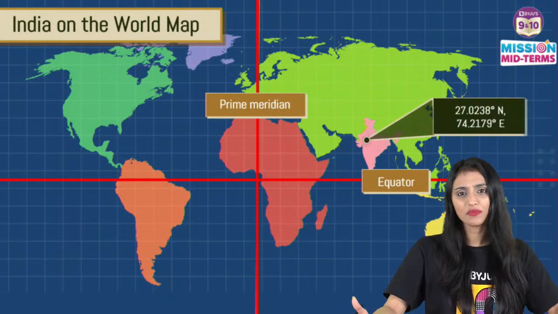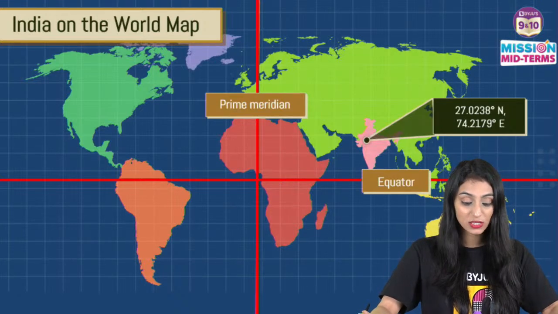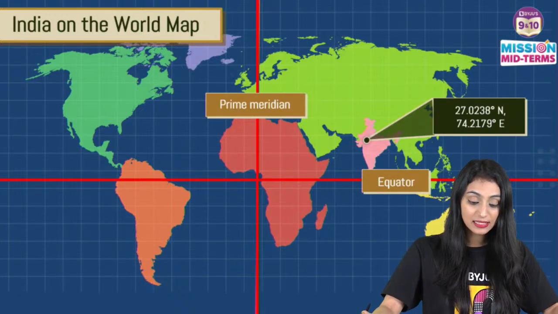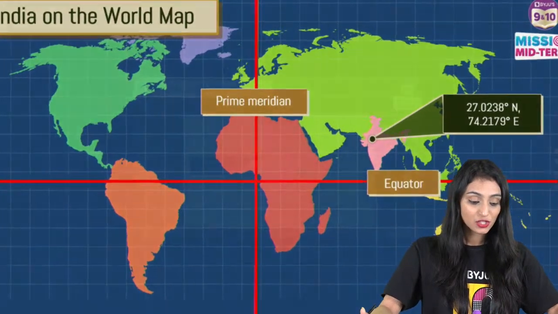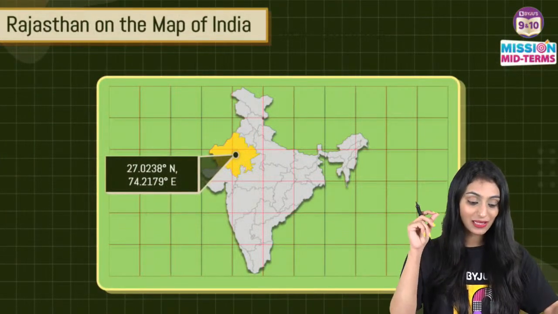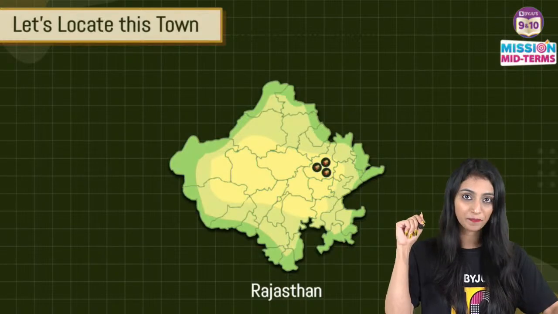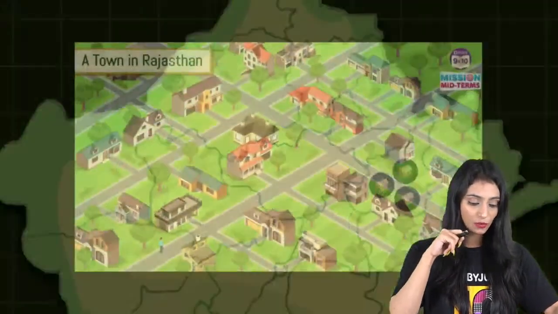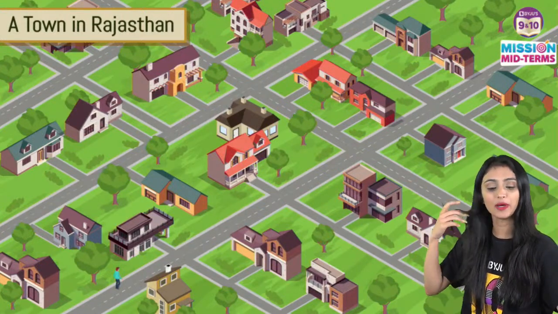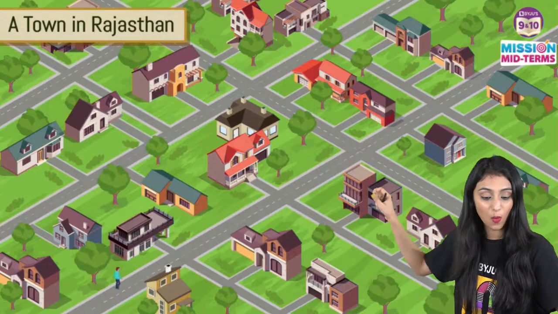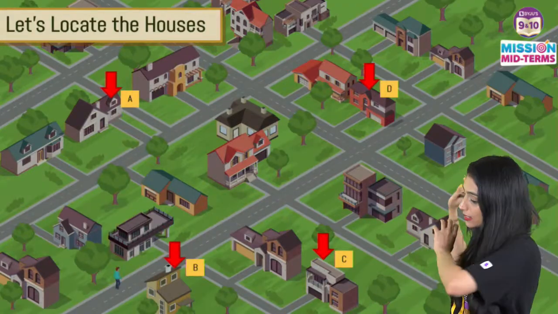So its position, how do we say that? Generally, in geography terms, what do we say? 27.0238 degrees north and 74.2179 degrees east. Correct? That's how we say it. This place is basically Rajasthan. Now, if I have to locate a particular town in Rajasthan, it's here, right? So let's locate this town now. This is the town that I was showing you on the map. When we go deeper into this, we see this is the town. Now, these are the 4 houses here, A, B, C and D, in this town of Rajasthan.